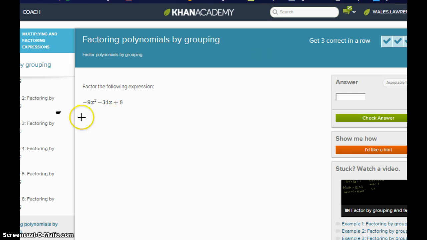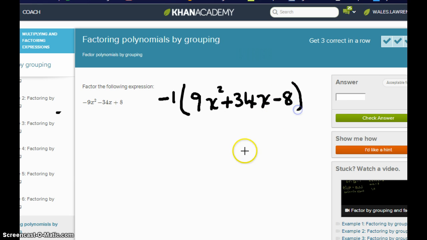Again, I have a negative number, so I'm really anxious to get rid of the negative, so I'm going to rewrite that as -1 times 9x squared plus 34x minus 8. I'm going to look for any other GCF that I may have missed. It doesn't look like that, so I'm going to go into my BAC, be a champion.